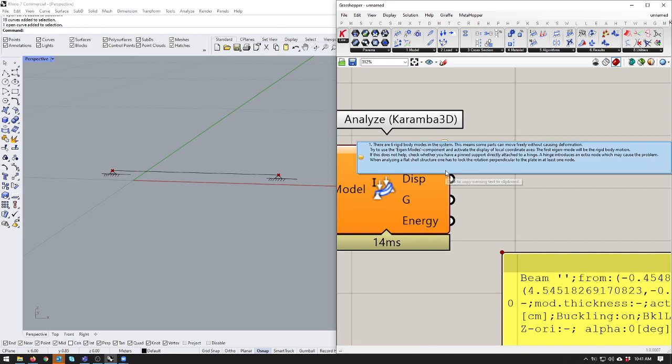Now, the error that this is telling me is there are 6 rigid body modes in this system. This means some part can move freely without causing deformation. Try to use the eigenmodes component and activate the display of local coordinate axes. The first eigenmode will be the rigid body motion. If this does not help, check whether you have pinned support directly attached to a hinge. A hinge introduces an extra node, which may cause the problem. When analyzing a flat shell structure, one has to lock the rotation perpendicular to the plate and at least one node. Very, very complicated error, which doesn't really help a beginner.